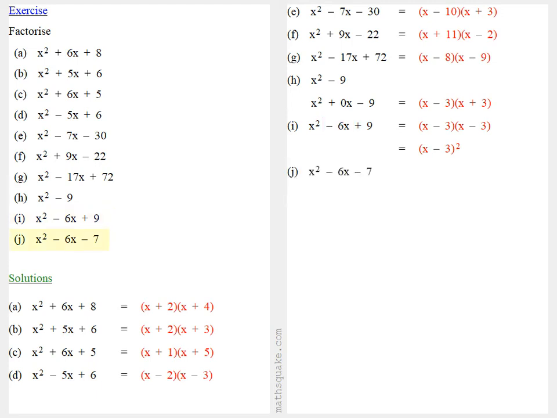And the last one, we have x squared minus 6x minus 7. We want two numbers that add to make minus 6 and multiply to make minus 7. Well, that will be minus 7 and plus 1. So the factors are x minus 7 times x plus 1.